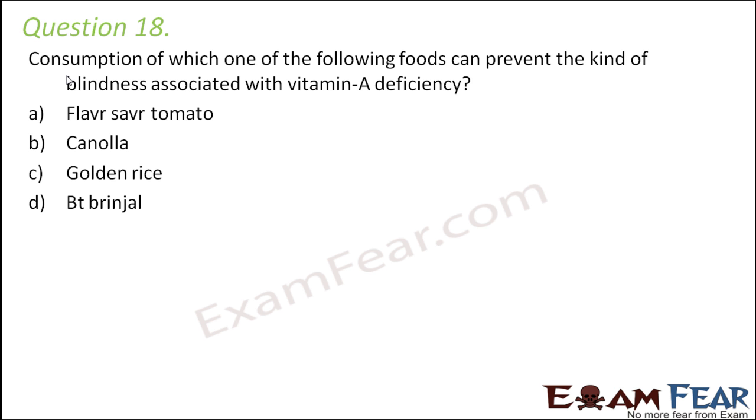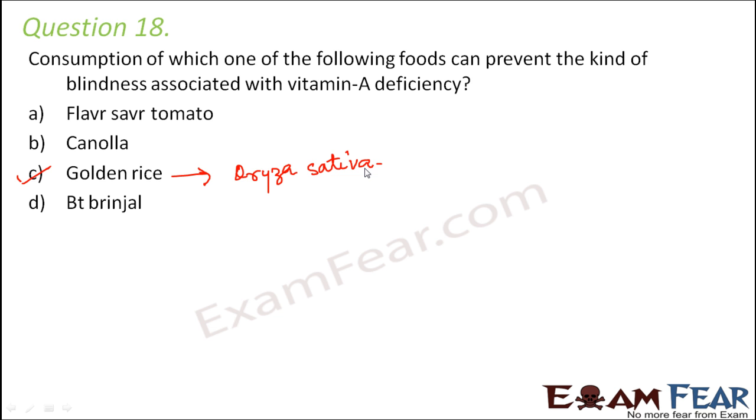So out of the options given here, golden rice is rich in vitamin A. Now, the rice which is normally available doesn't contain vitamin A, but the genetically engineered golden rice does. Golden rice is Oryza sativa. This is rich in beta carotene, which is synthesized by genetic engineering, and this beta carotene is a precursor of vitamin A. So golden rice is rich in vitamin A.